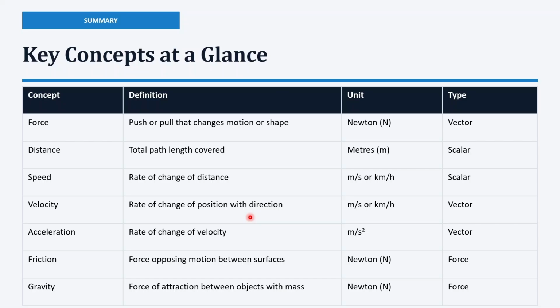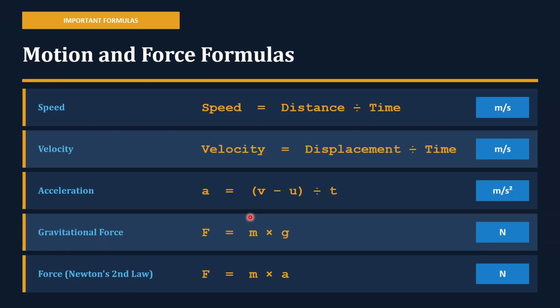Okay, so that brings us to the end of this lesson, and these are the important concepts at a glance. You should know what force is, you should know what distance is, and the units, and whether it's a vector or a scalar quantity. Then you should know your formulas. You should know the formulas for speed, velocity, acceleration, gravitational force, and then Newton's second law of motion.